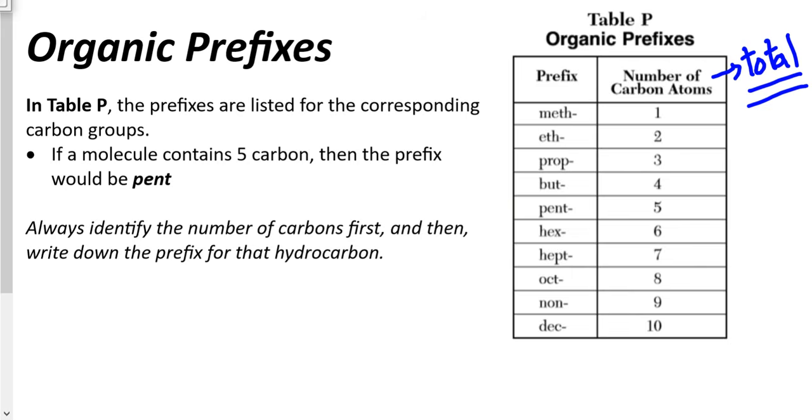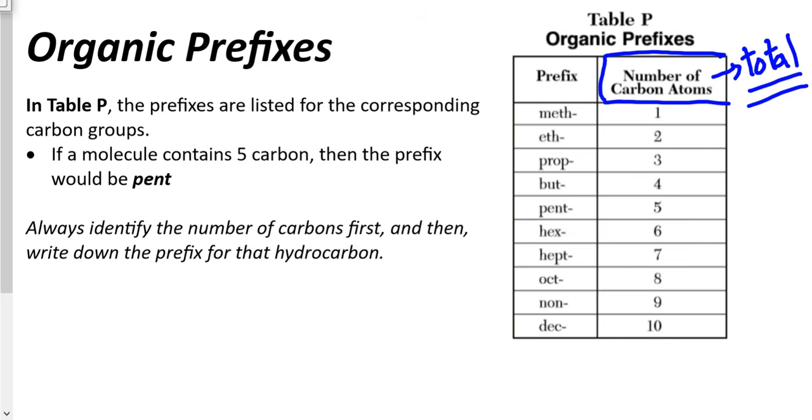Organic prefixes are listed in reference table P. The prefixes are listed for the corresponding carbon groups. If a molecule contains 5 carbon, then the prefix would be pent. However, there is a slight change I would like you guys to make in your reference table P. Where it says number of carbon atoms, please add the term total. So by using the prefixes, we're going to understand the total number of carbon atoms in a molecule.